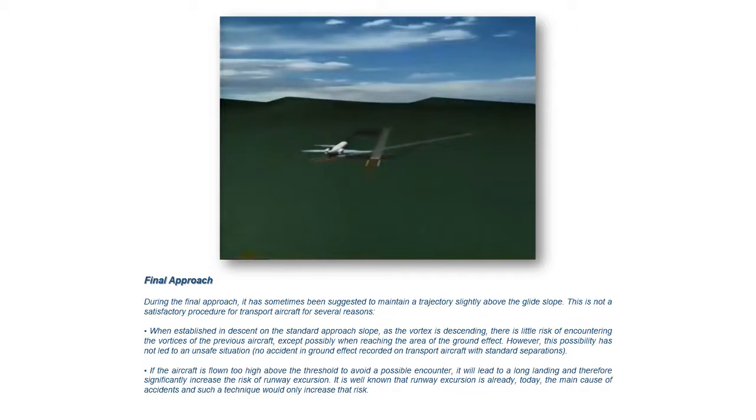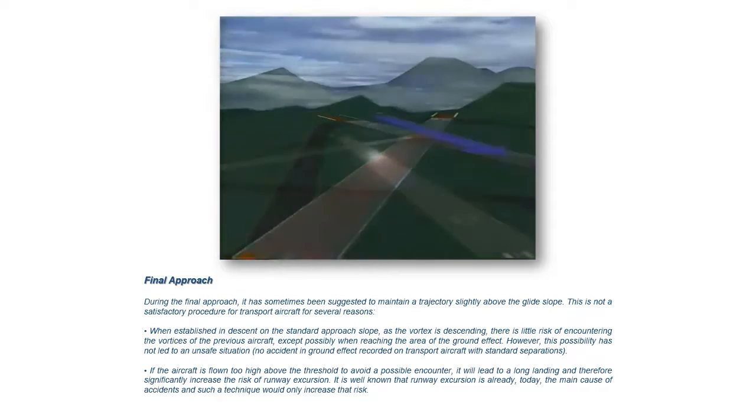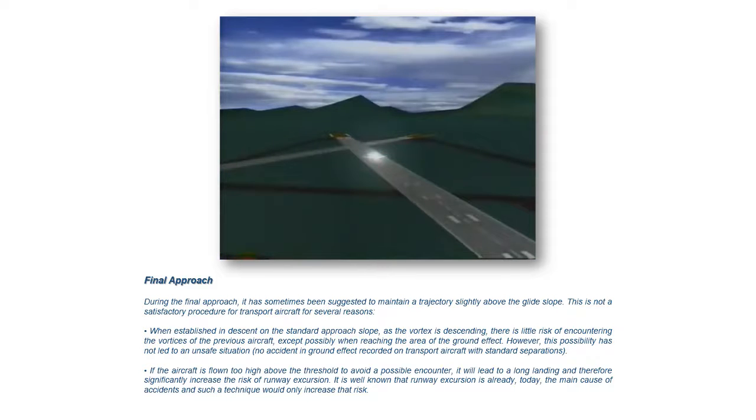If you are landing behind a larger aircraft on crossing runways, cross above the larger aircraft's flight path. If the larger aircraft is departing on the same runway, note its rotation point and land well prior to that point.